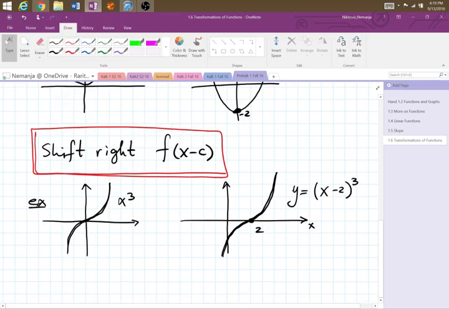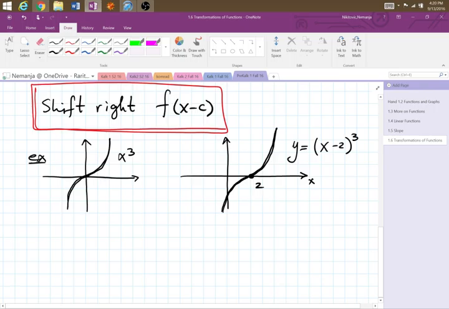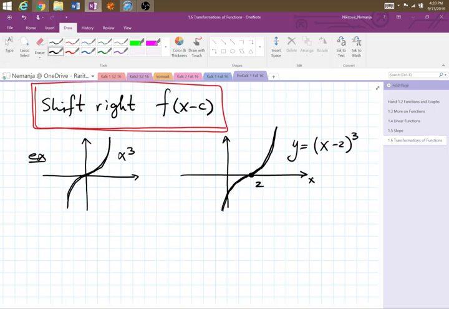So let's do another example for shift to the right, which means negative. What do you want? Rational, radical, absolute, square, cube? Absolute it is.